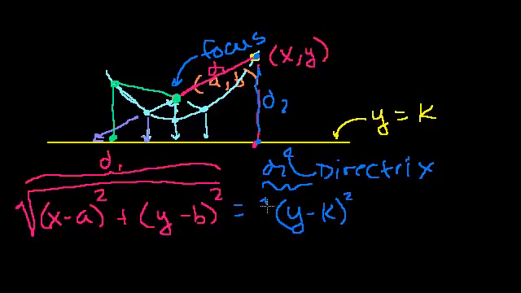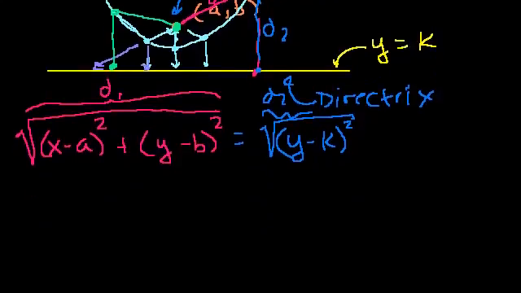And then that ensures that we're not dealing with negative distances. So here we've set up the equation for all of the x's and y's where the distance to the focus is equal to the distance to the directrix. And let's see if this actually turns out to be a parabola.